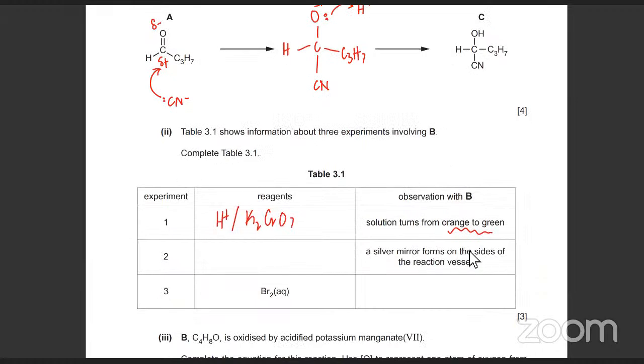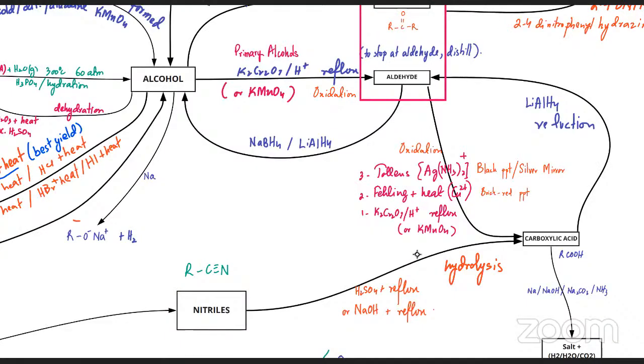A silver mirror forms on the sides. So when you get a silver mirror, what's the reagent? Tollens. Okay, that's Tollens. Tollens gives you a black precipitate and a silver mirror. It will be oxidation, the aldehyde gets oxidized to a carboxylic acid. So it's an alternative reagent that could be used instead of K2Cr2O7. You could use Tollens.